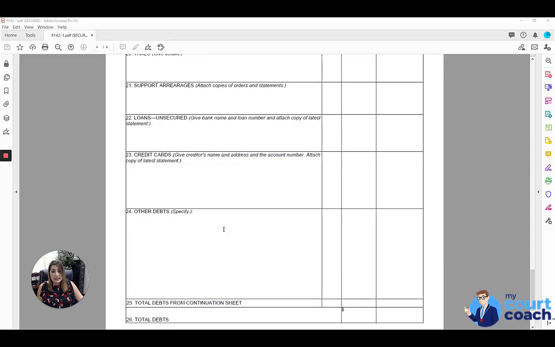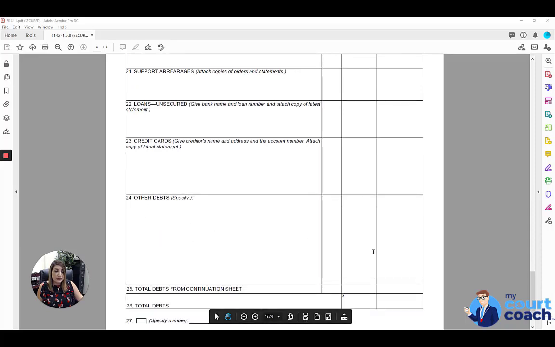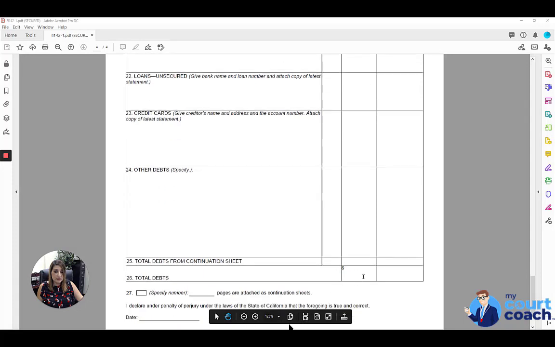And if there's any other debts that you owe that don't fall into any of these other categories, then go ahead and list them in 24. As with page 3, they want you to tally up the total and then put it under 26.